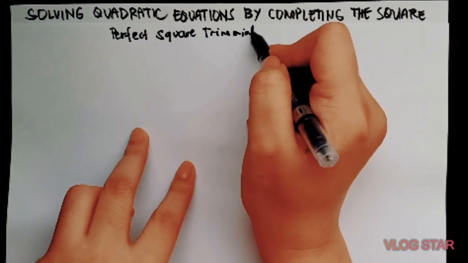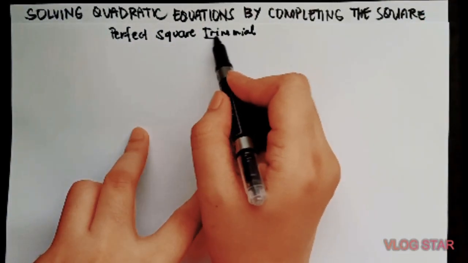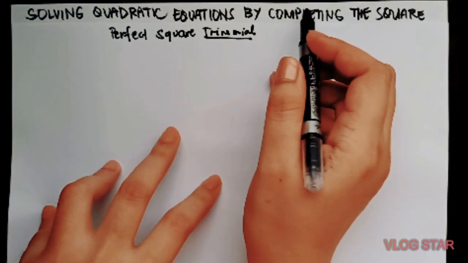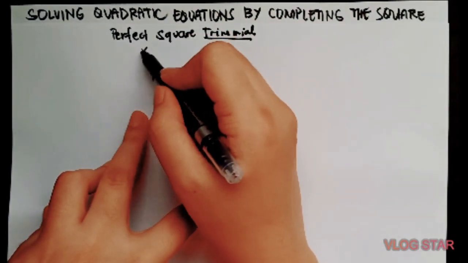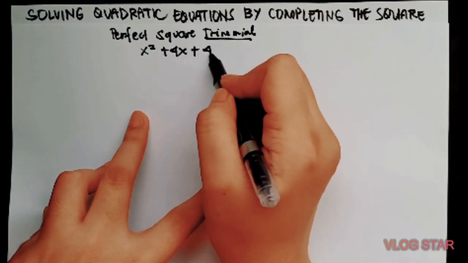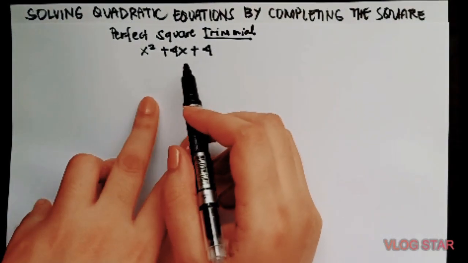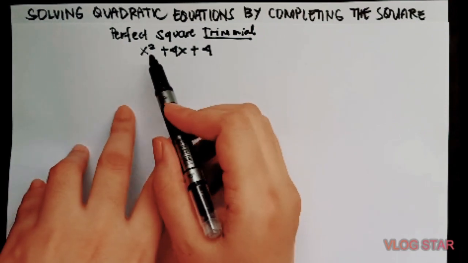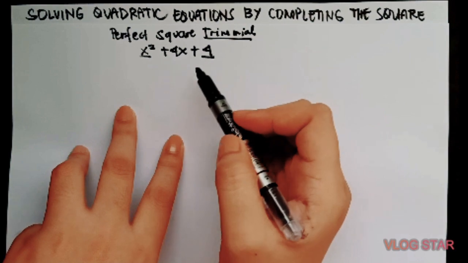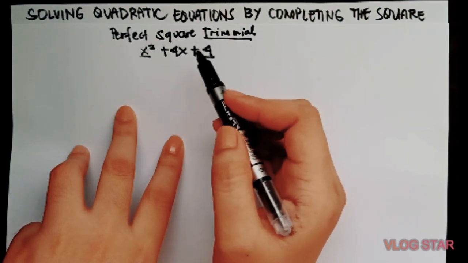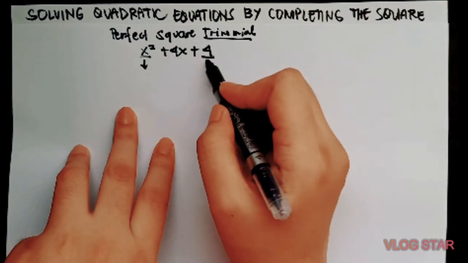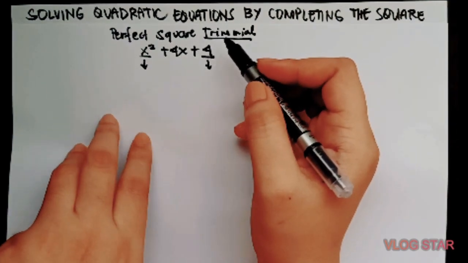So what is a perfect square trinomial? This is a trinomial, of course, which is a perfect square. So how can we know that? An example of this is x squared plus 4x plus 4. So how come this is a perfect square trinomial? This is a trinomial where the first term and the last term are both perfect squares. When we say perfect square, it means that they have a square root.